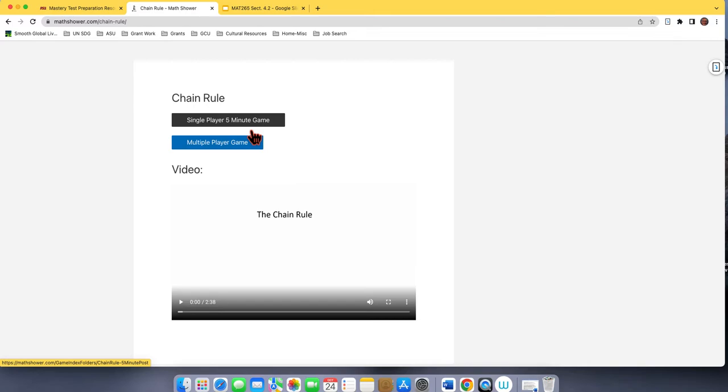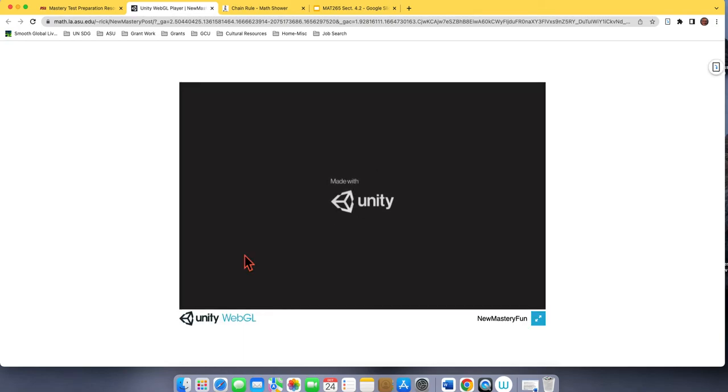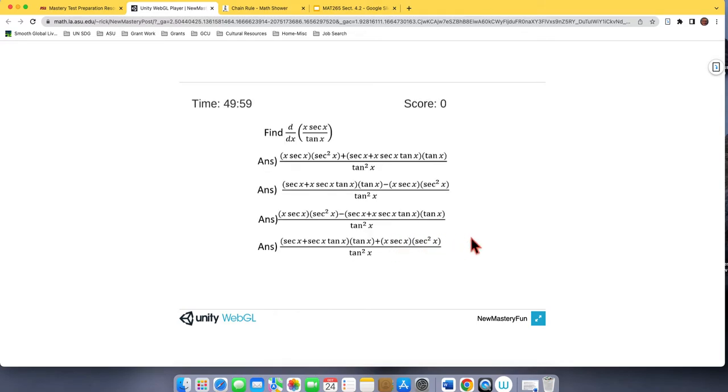Okay, so those are here for any type of thing that you might want to get some more practice with or something that you're struggling with. Once you're feeling good about taking derivatives, he's also got a similar thing, but it's a lot like the mastery test itself. Once you start it, it's timed to kind of give you the feel. It's 50 minutes, which is how long we have in class to take the mastery test. So it's got the same amount of time on it. And it's set up just like the mastery test, except the cool part is, unlike the mastery test, you'll be able to find out whether you got the answer right or wrong.